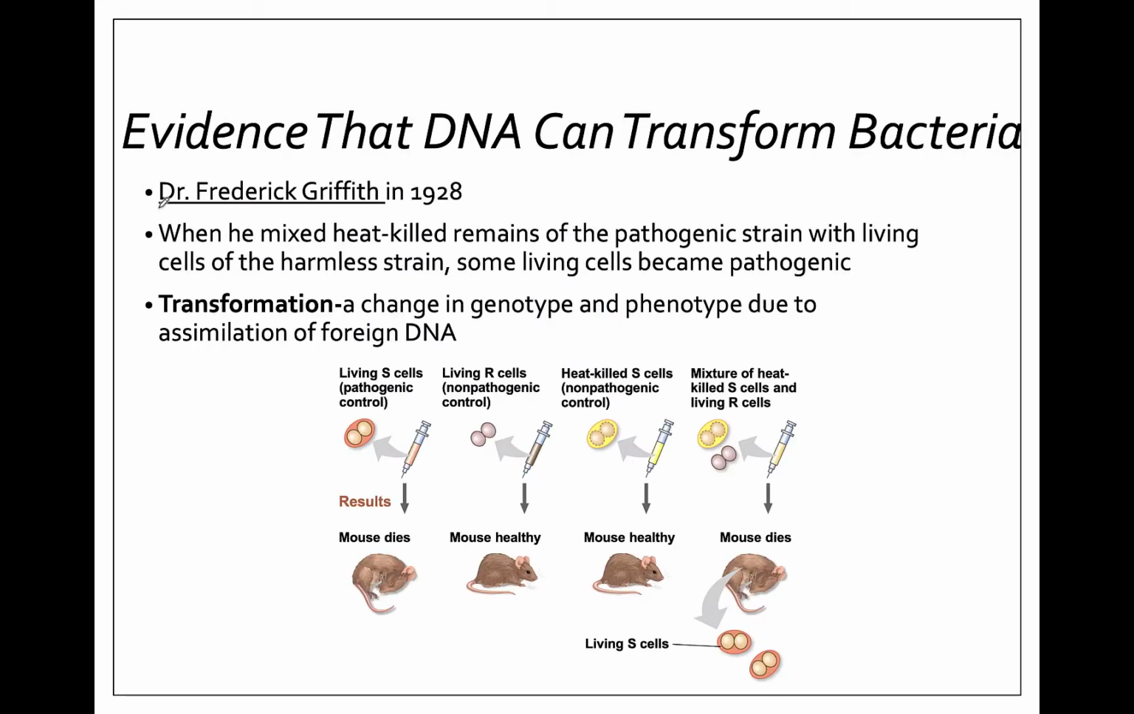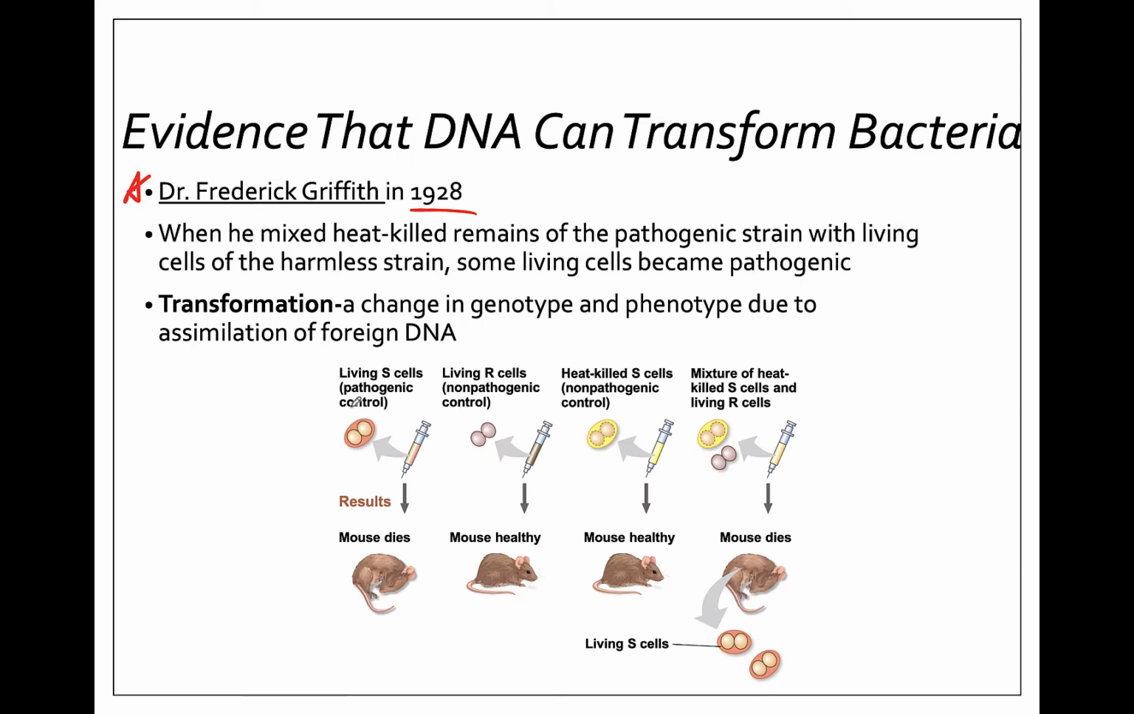The first one, and these are underlined because you need to know these scientists, was Frederick Griffith. He provided the very first evidence. This is 1928. You don't need to remember the years, just the names. He provided the first evidence that DNA can transform an organism, giving the first idea that DNA might actually be the information or the genetic material.